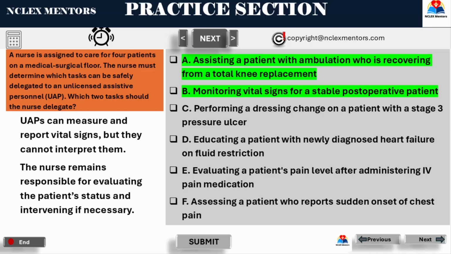B. Monitoring vital signs for a stable postoperative patient. UAPs are trained to take vital signs and report them accurately, but they cannot interpret them. The nurse remains responsible for evaluating the patient's response to surgery and taking action if needed. Why are the other options incorrect?